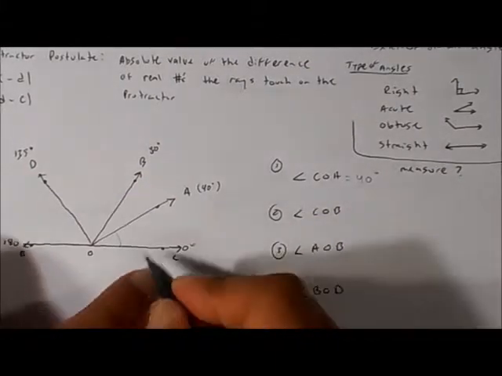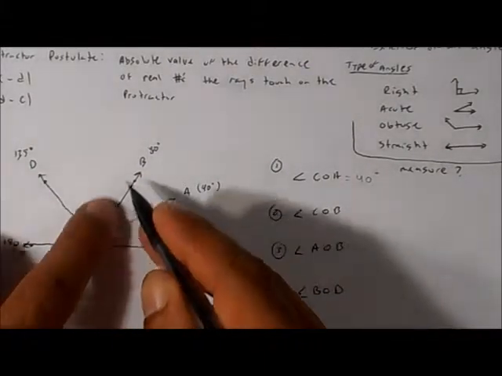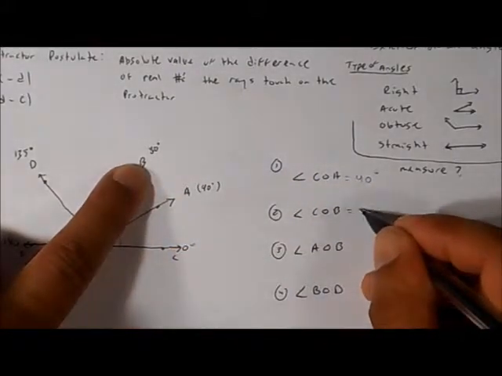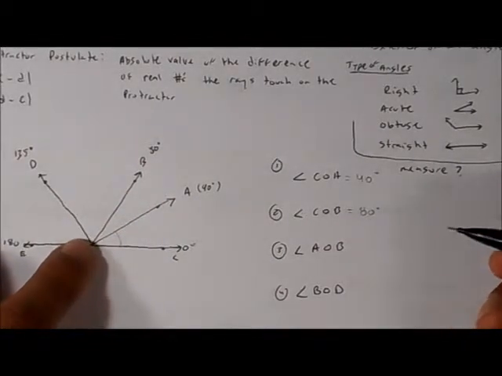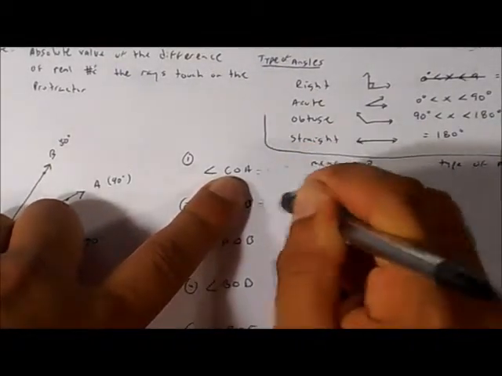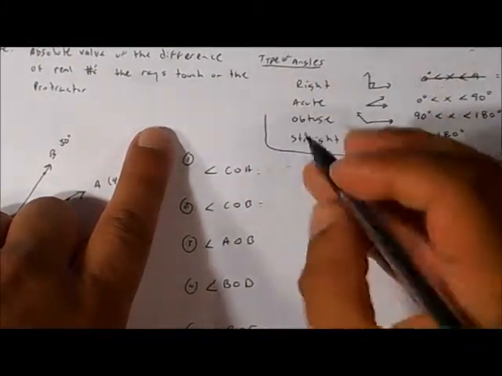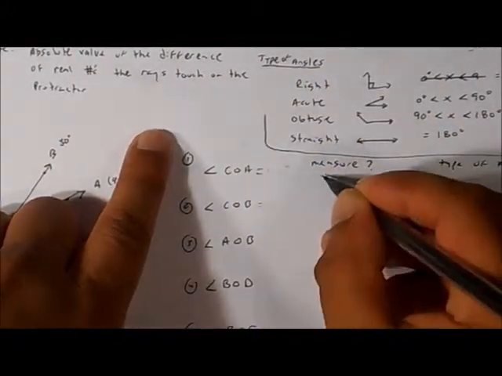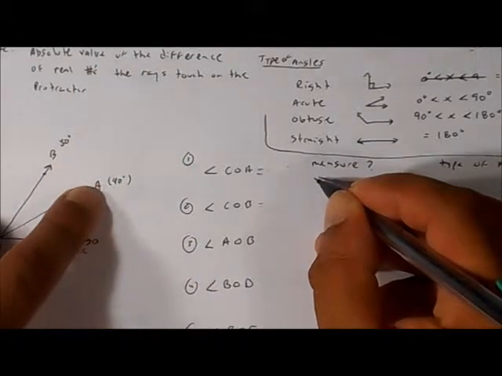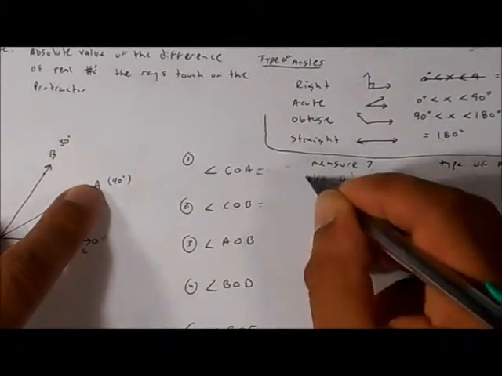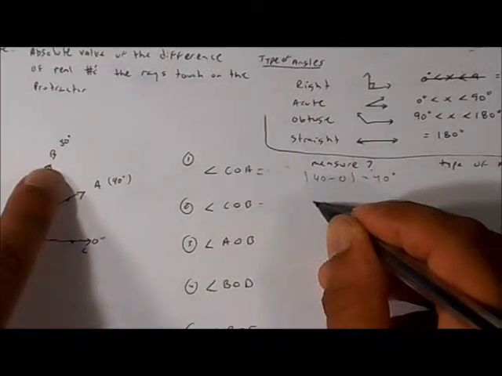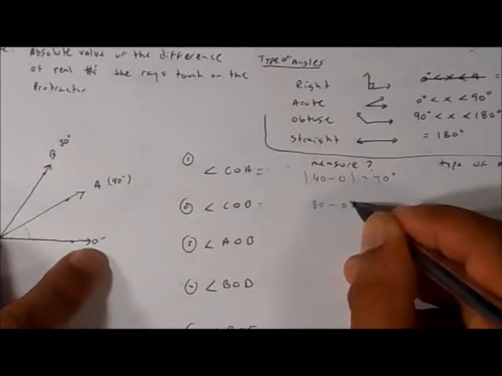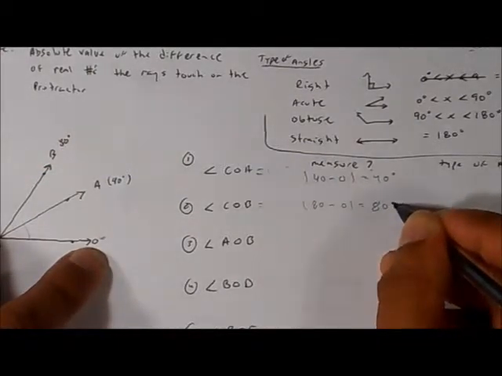Now about COB. So C, we're at 0, and OB will be at 80. So the measure will be, let's go with 40 minus 0, absolute value of that, is 40 degrees. For COB, let's go with 80 minus 0, absolute value of that will be 80 degrees.